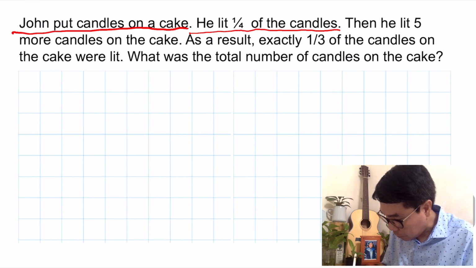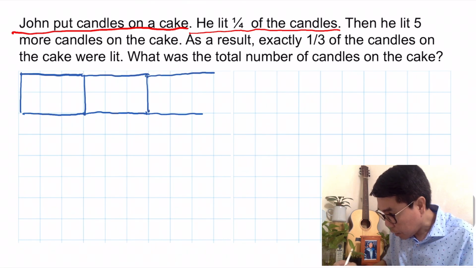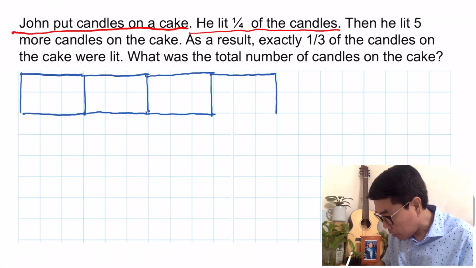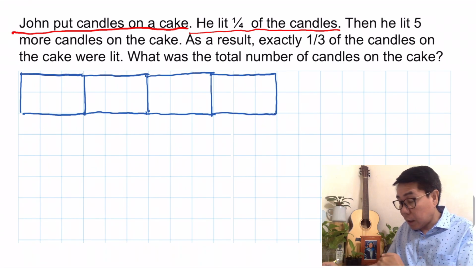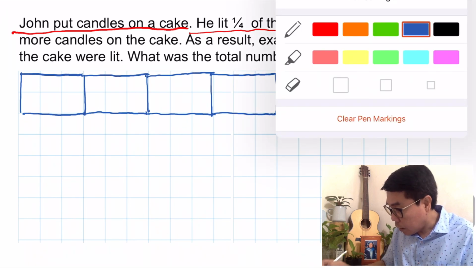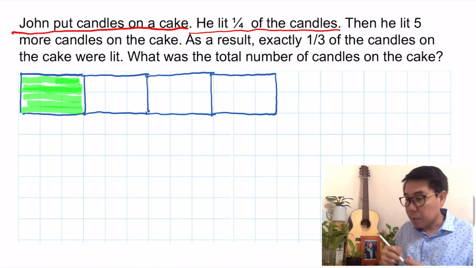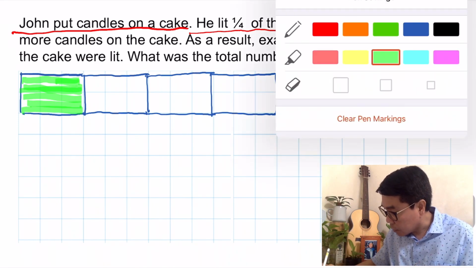So let's have one, two, three, four. Okay, so all candles are here, and then we need to show a quarter. A quarter. Okay, this one is a quarter. Okay, now let's continue analyzing the problem.